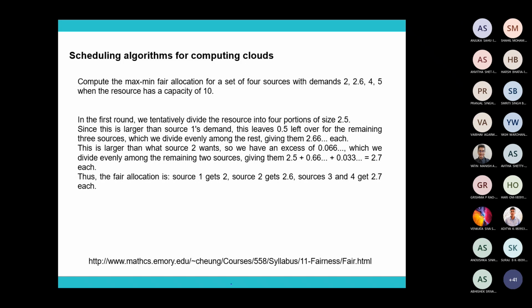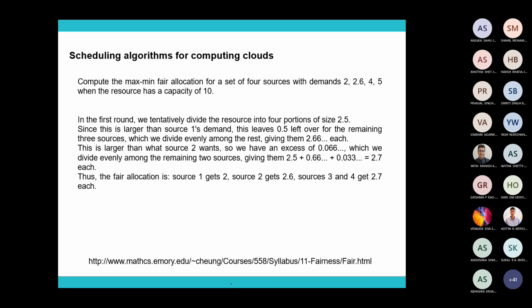Finally, A will get 2. A has requested only 2 and gets 2 only. Similarly, B has requested 2.6 and gets 2.6 only. Users 3 and 4 will get 2.7 each. When you add these, it totals 10. So the process is simple.